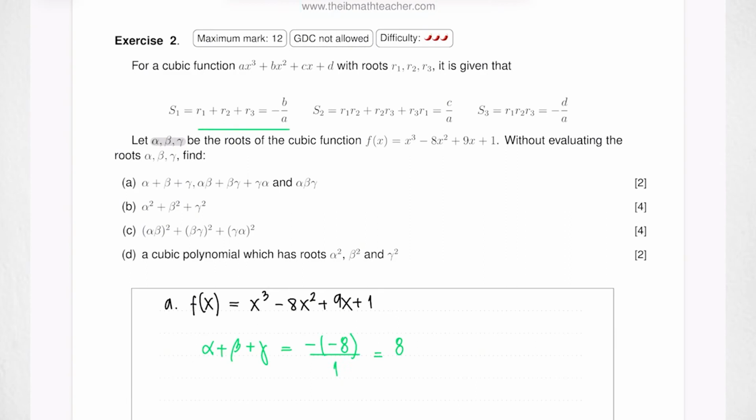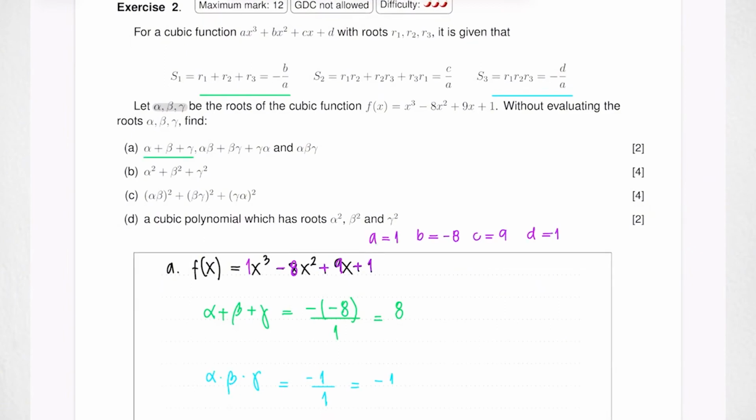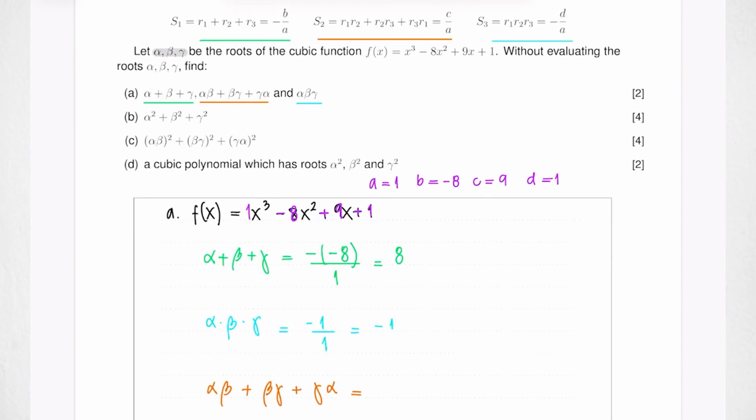We also know that their product is equal to negative d over a, meaning negative 1. By the way, a, b, c, and d are the coefficients of this cubic. So 2 down, 1 more to go. We just need to evaluate alpha beta plus beta gamma plus gamma alpha. And that is c over a, which in our case means 9 over 1, which is equal to 9. So exercise A is done.